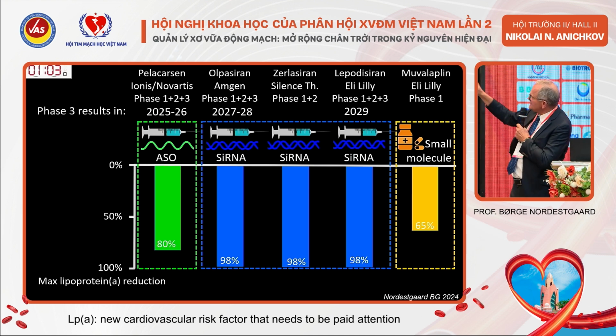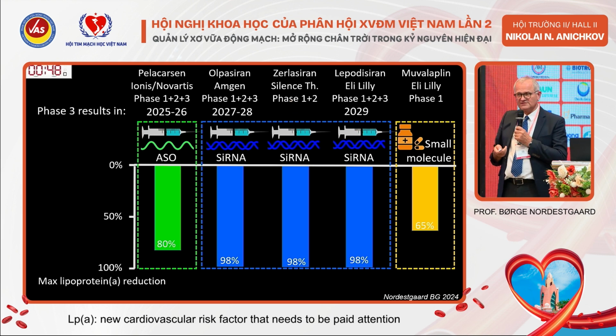As you can also see, phase 3 results are expected for the first trial here in 2025-26, the next one in 2027-28, and the third one in 2029. But I think these 2 other drugs will probably also start phase 3 trials at some stage.